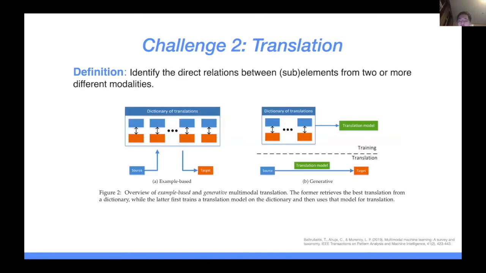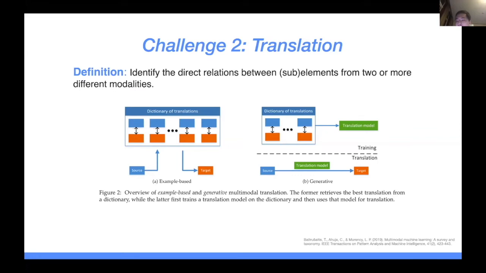A second challenge addresses how to translate or map data from one modality to another. Given an entity in one modality, the task is to generate the same entity in a different modality. There may be a number of correct ways of translation, and one perfect translation may not exist. Translation can be categorized into 2 types, example-based and generative. Example-based models in figure 2A use a dictionary when translating between modalities. And generative models, on the other hand, construct a model that is able to produce a translation.